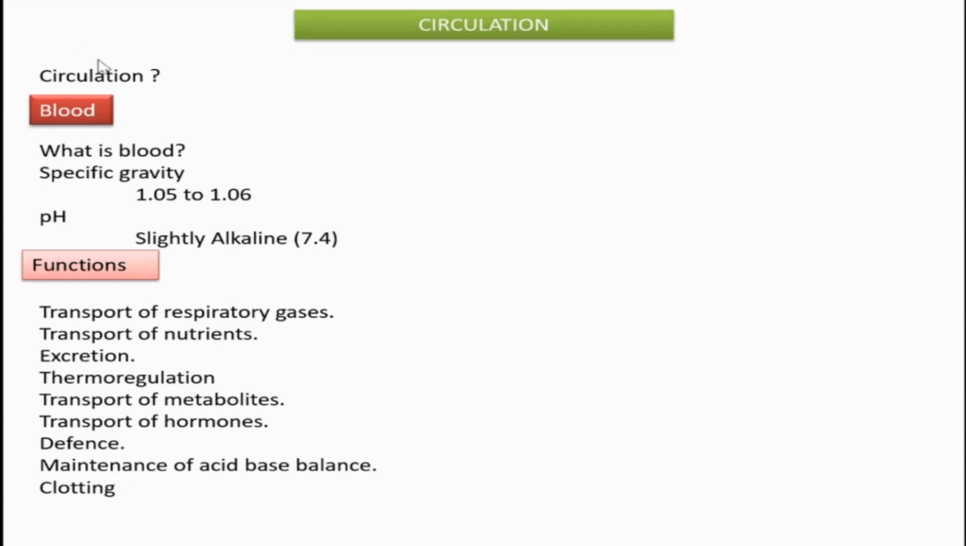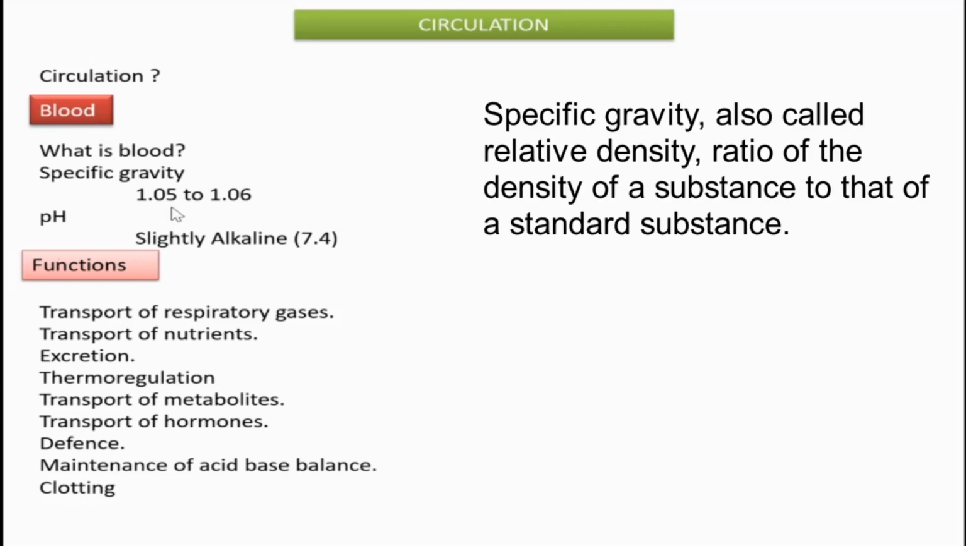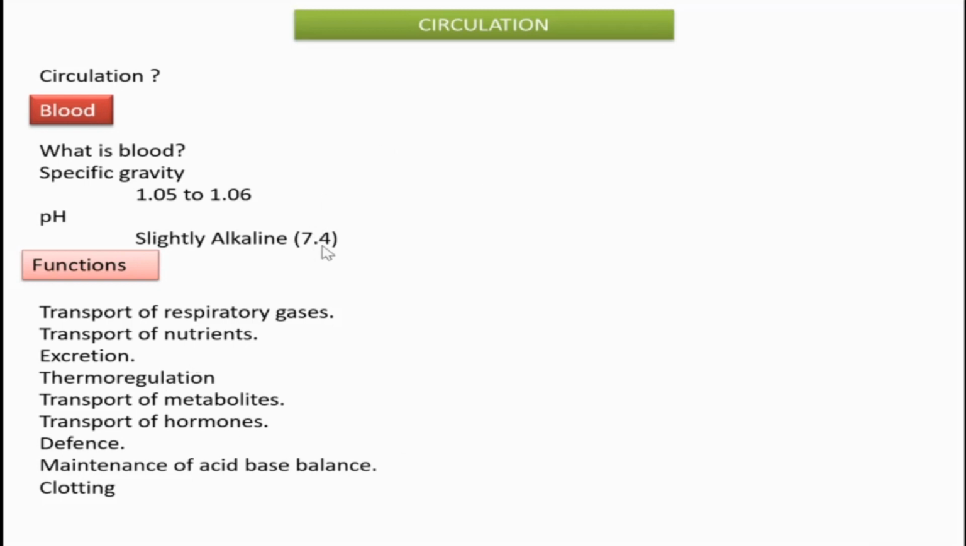And what is its specific gravity? Specific gravity of blood is 1.05 to 1.06, and its pH is 7.4.